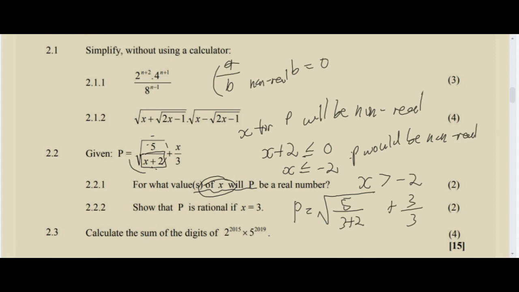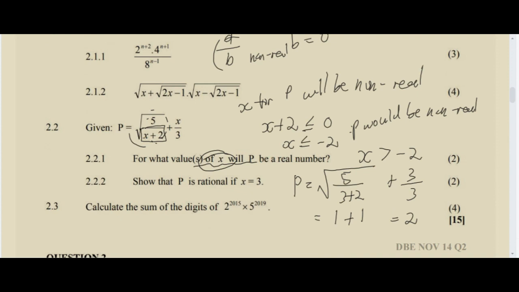5 over 5, that's 1, and then square root of 1 is 1. 3 over 3, that's 1, so 1 plus 1 is equal to 2. So this means that p is rational if x is equal to 3, because look at the value that we are producing. It's an integer and it's a definite number, right?